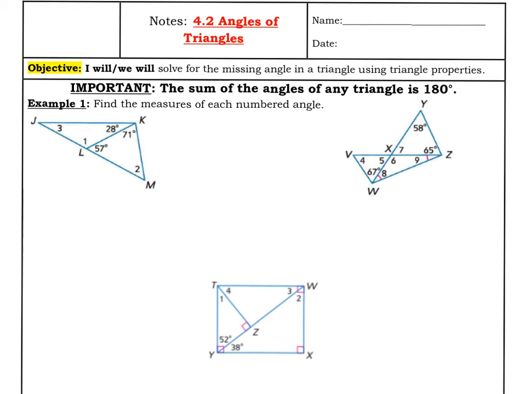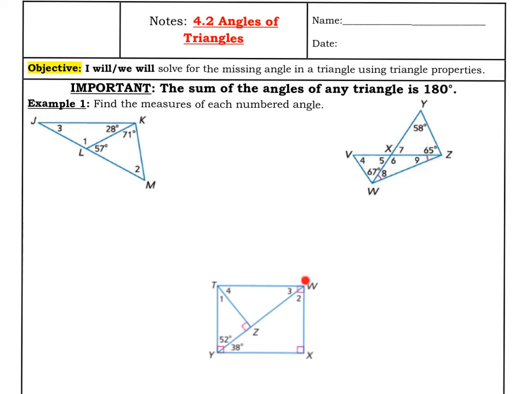In this video, we're going to be solving for missing angles in a triangle with the knowledge that the sum of the angles in any triangle is 180 degrees, okay? So if you haven't committed that to memory yet, commit that to memory now. All the angles in a triangle add up to 180 degrees, whether it's an acute triangle, an obtuse triangle, equiangular, scalene, isosceles, equilateral, whatever. It's all going to add up to 180 degrees.